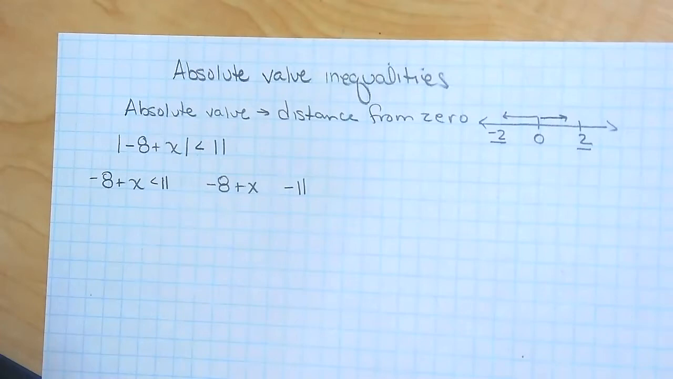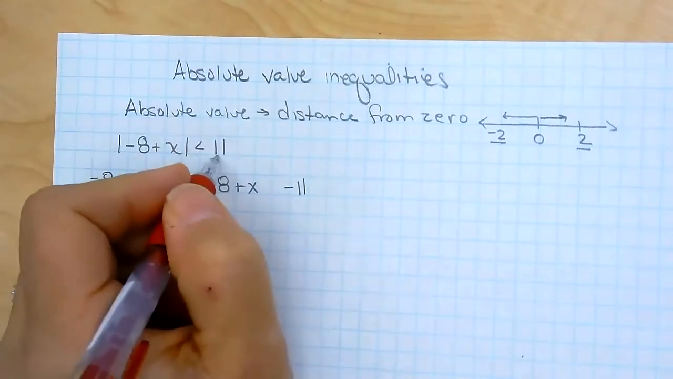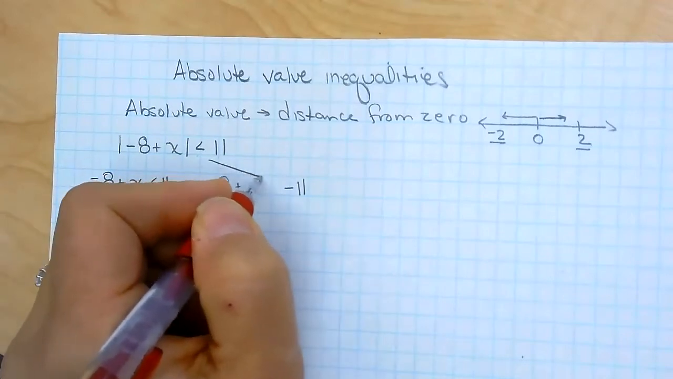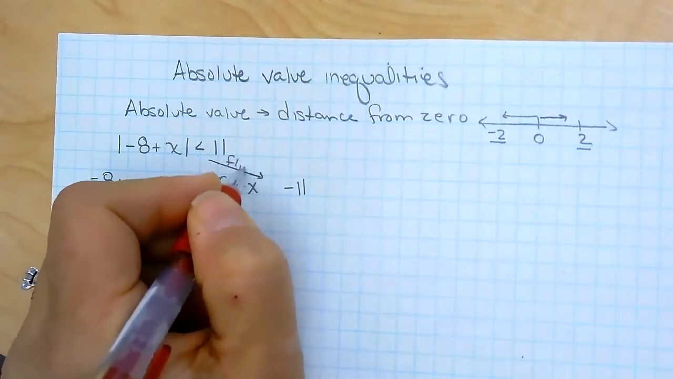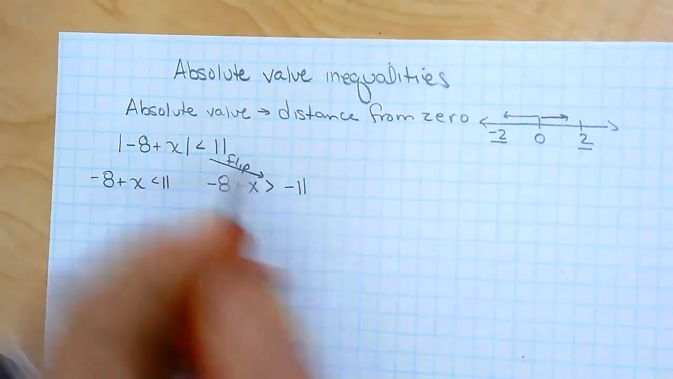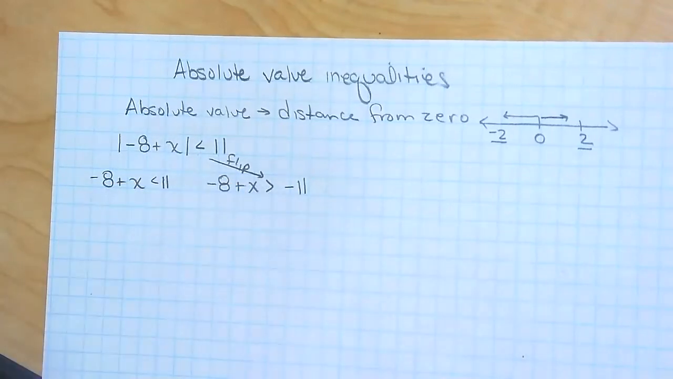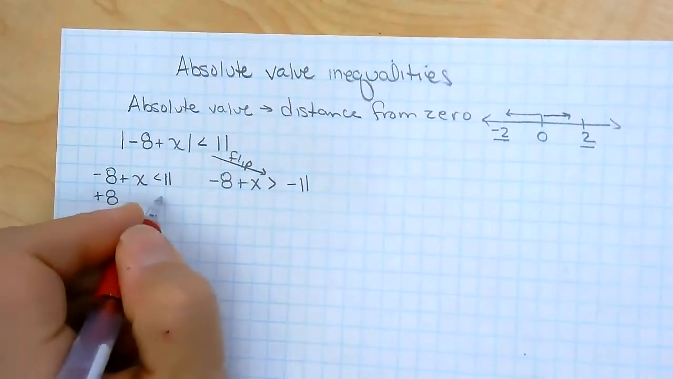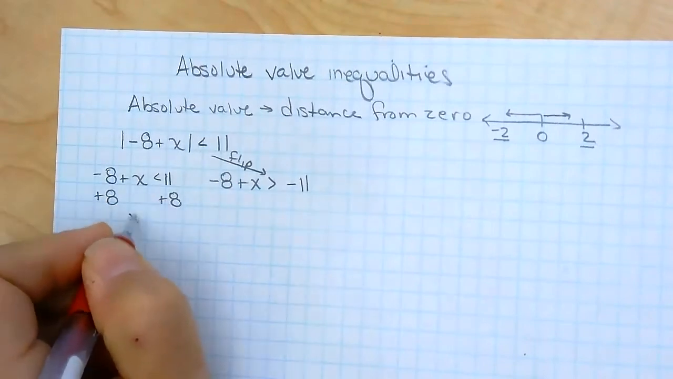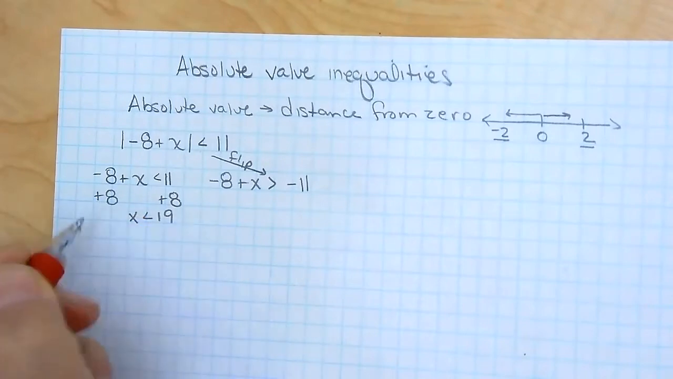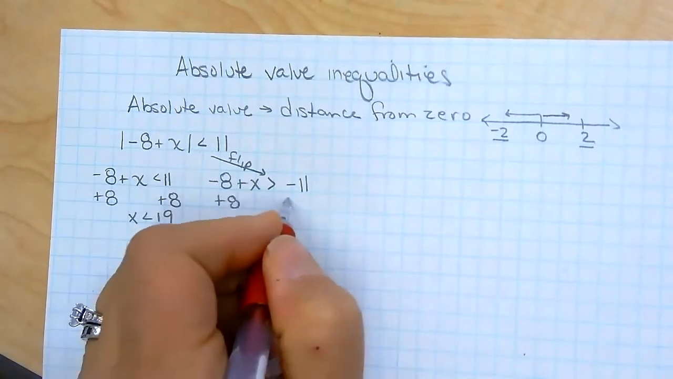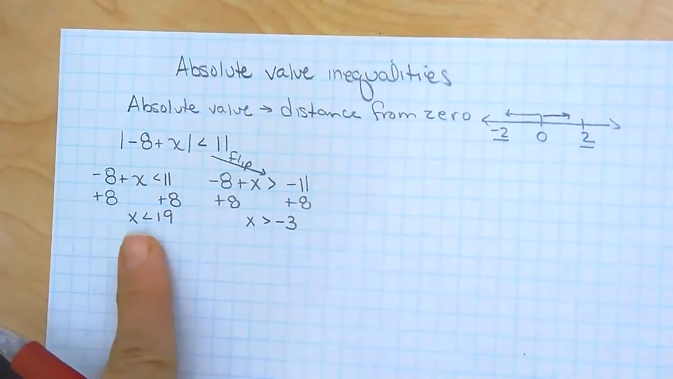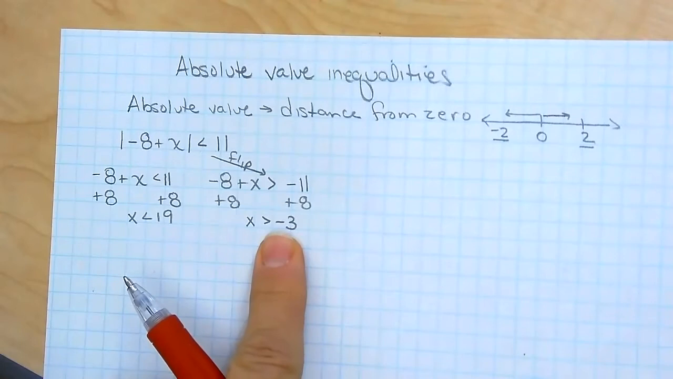And if you remember back with inequalities, whenever something gets changed to a negative or gets multiplied by a negative, that inequality has to flip. So now it goes that way. And now we solve each one. So I'm going to add 8 to both sides, and that gives me x < 19. I'm going to add 8 here, and x > -3. So there's our 2 solutions.